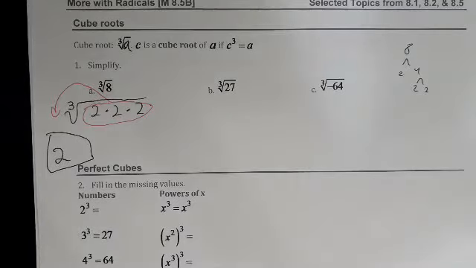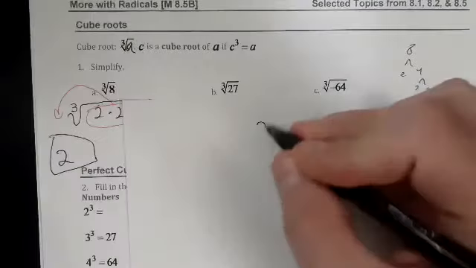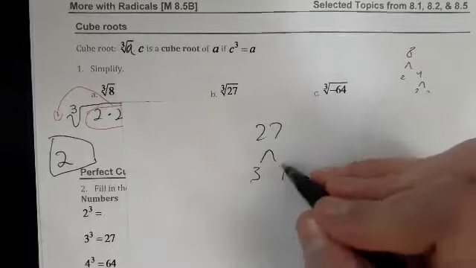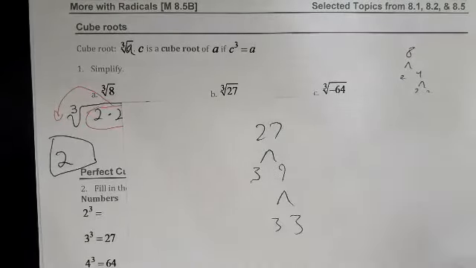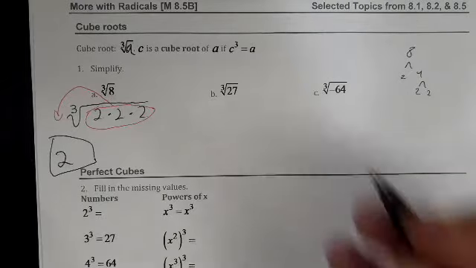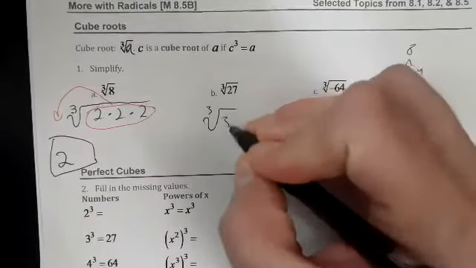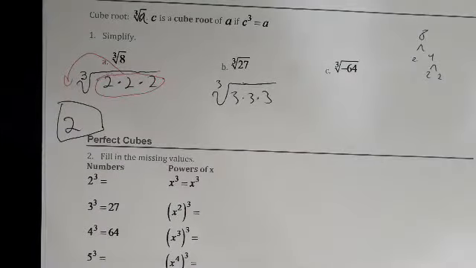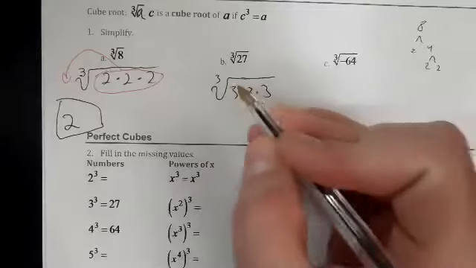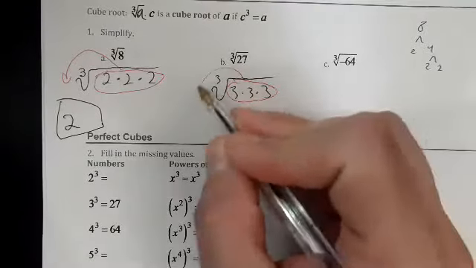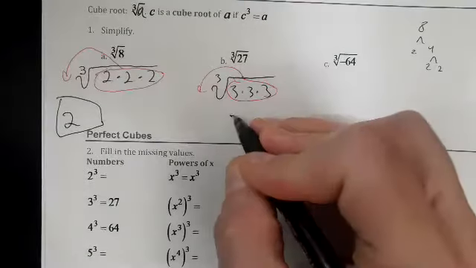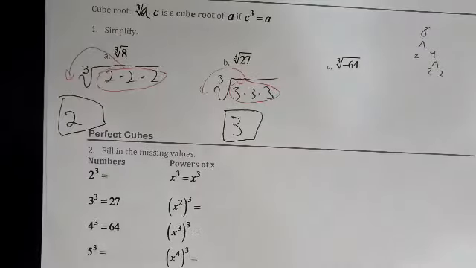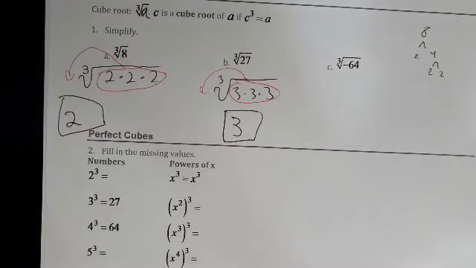We want to break 27 down the same way. 27 is not divisible by 2, but it is divisible by 3. So 3 and 9 will give you that, and we got 3 and 3. So you might notice 27 is 3 times 3 times 3. And we look for groups of 3. So I have one group of 3. I'm bringing this out. The 3 is coming outside the radical, and this should be equal to 3.